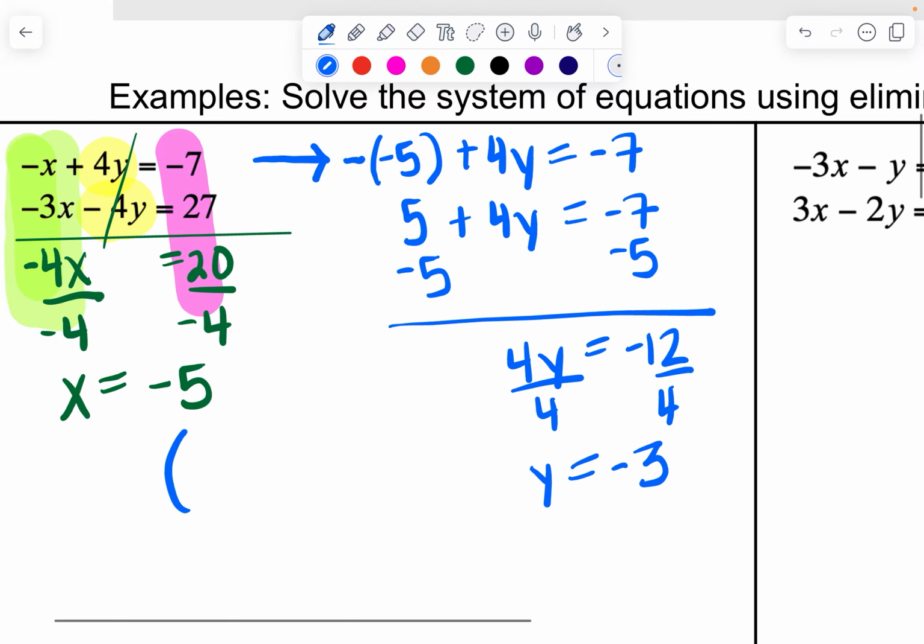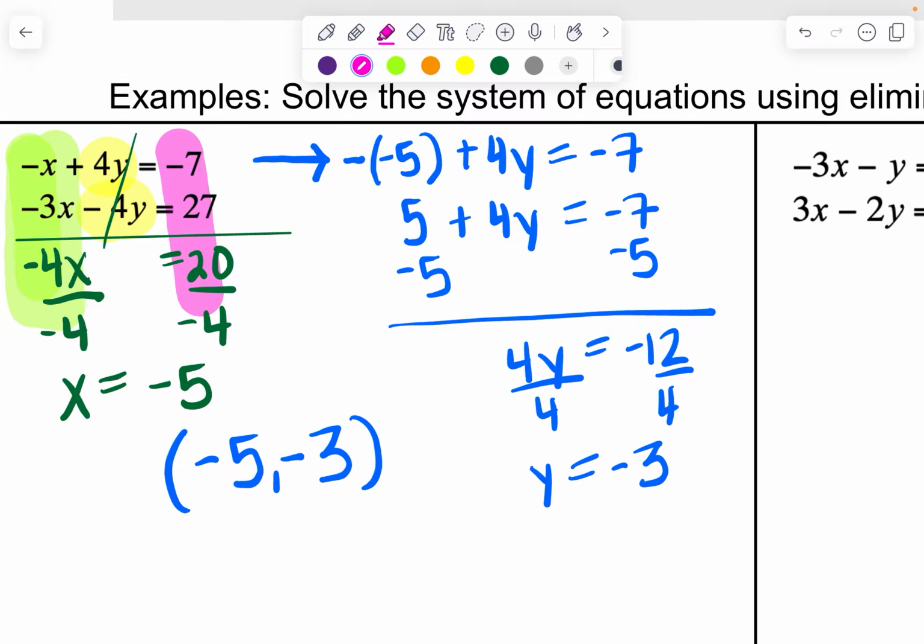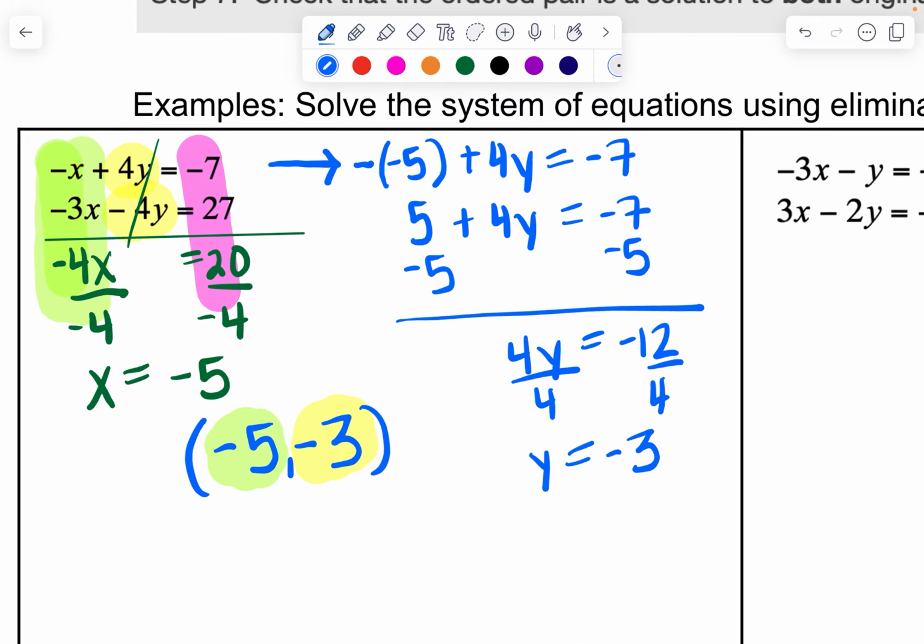Don't forget to write your final answer as a point. Negative 5, comma negative 3. You can always check your answer if you wanted to. Plug negative 5 in for x on both equations and negative 3 in for y on both equations, and make sure that the numbers fit.